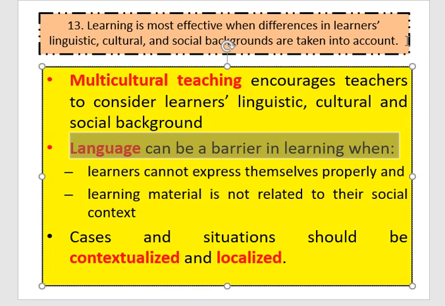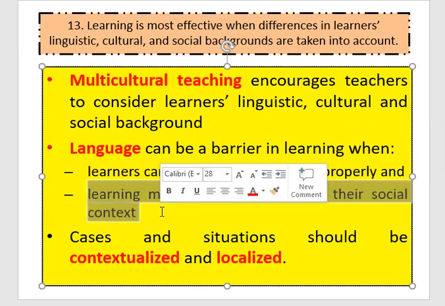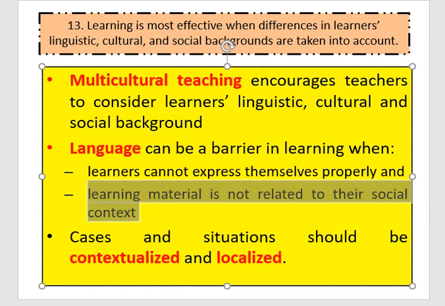Kasi nga iba-iba yung level ng mga naiintindihan ng mga mag-aaral mo. If you speak only in straight English but your students cannot understand it, so there is no learning. If you will speak only in Bisaya but you have your students who are Tagalog or Filipino, who speak in Filipino, so there will be barriers. And sometimes, because of language barriers, students cannot express themselves freely or properly. And learner material is not related to social context.